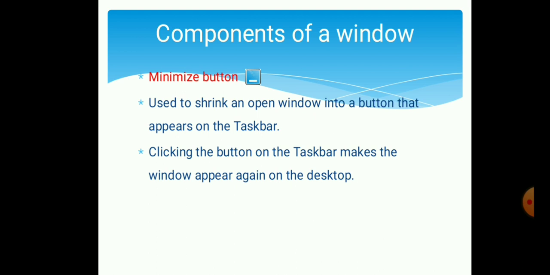Next, clicking the button on the taskbar makes the window appear again on the desktop. We have made the Paint program into a button, isn't it? Again, if you want to open that program, you can click on the button on the taskbar. Simply using left click you can open that again. So first we minimize with the minimize button, and if you want to open it again, we click on the button in the taskbar.